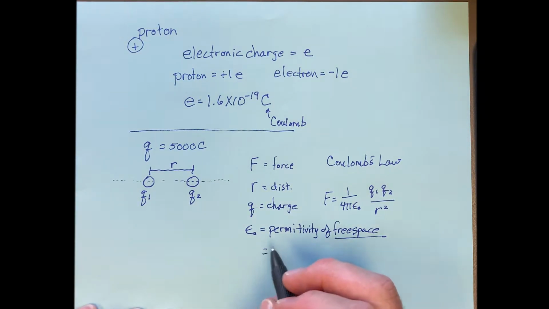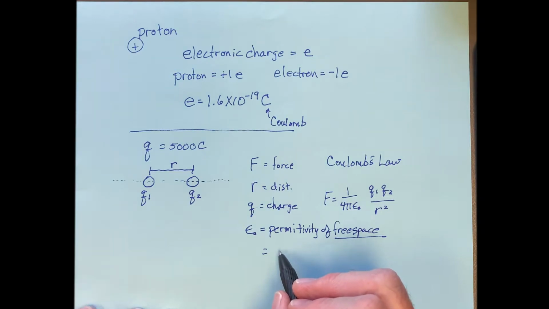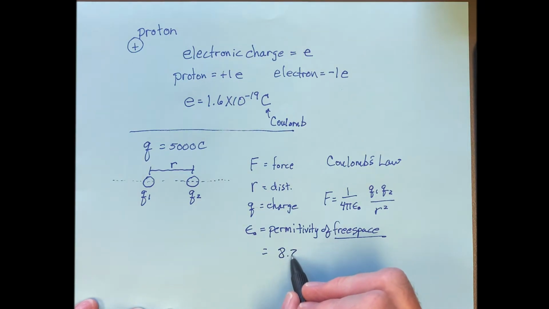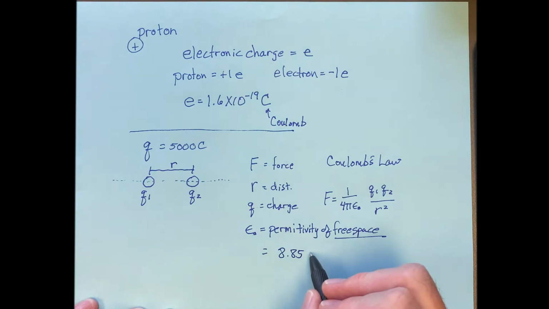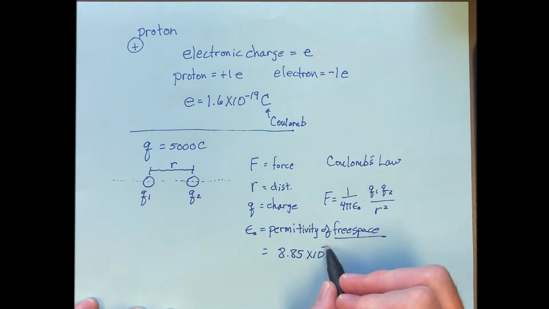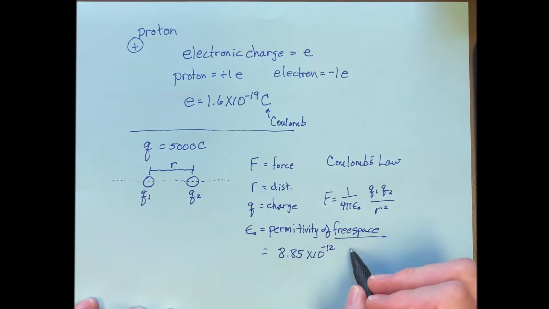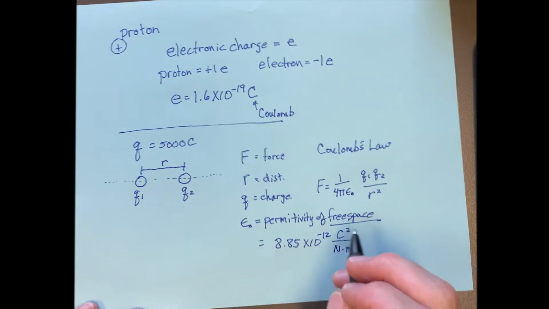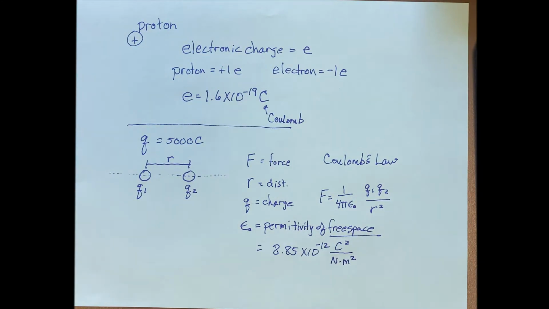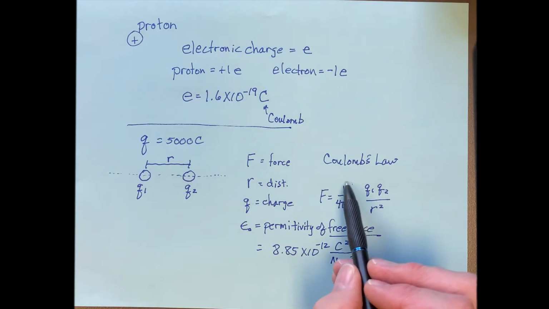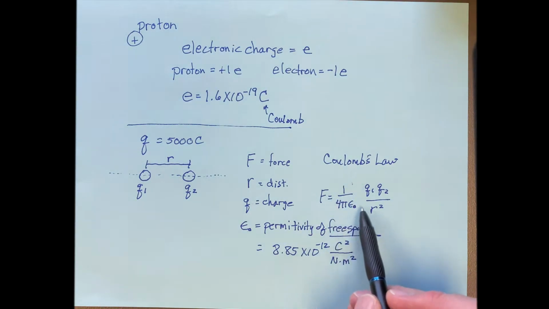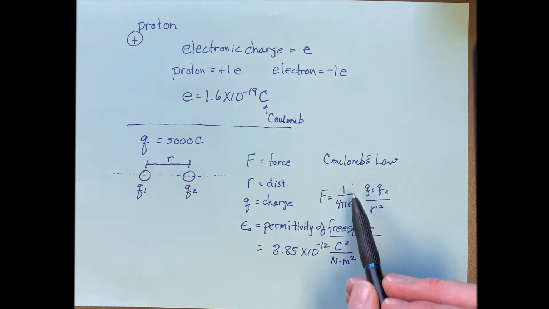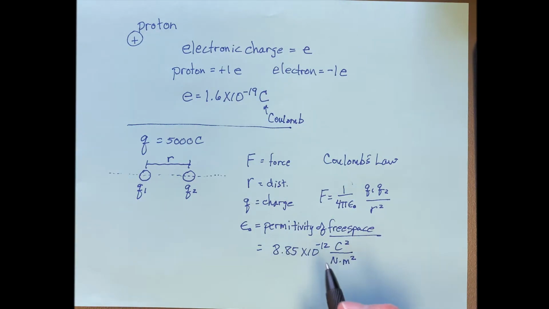Epsilon naught is a known value, and it is 8.85 times 10 to the negative 12 coulomb squared per newton meter squared. That's the value for epsilon naught. Now, if you look at this value and you plug it in here, you'll notice that this whole first term here is really a constant. So 1 over 4 pi epsilon naught is really a constant.